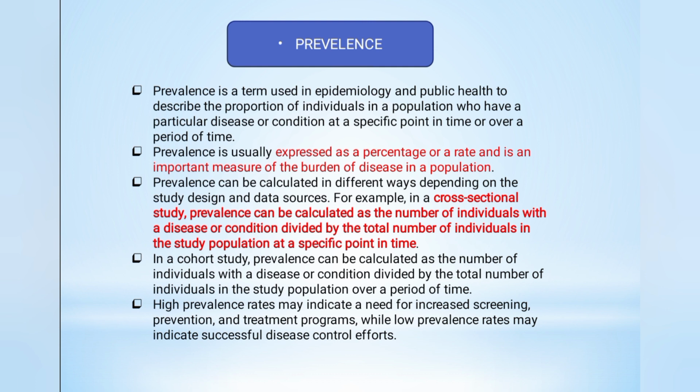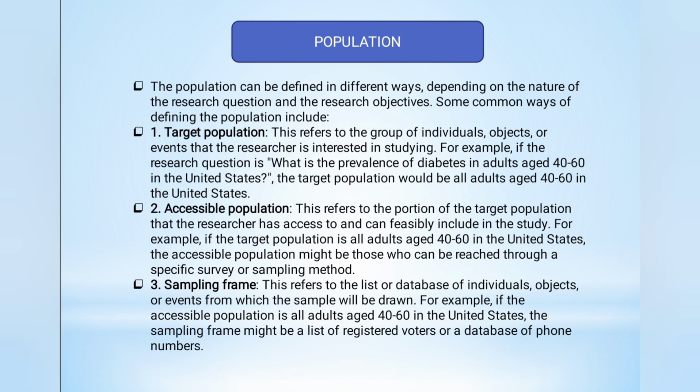For example, in a cross-sectional study, prevalence can be calculated as the number of individuals with a disease or condition divided by the total number of individuals in the study population at a specific point in time. In a cohort study, prevalence can be calculated as the number of individuals with the disease or condition divided by the total number of individuals in the study population over a period of time. High prevalence rates may indicate a need for increased screening, prevention, and treatment programs, while low prevalence rates may indicate successful disease control efforts.